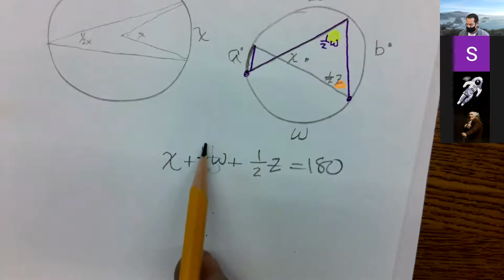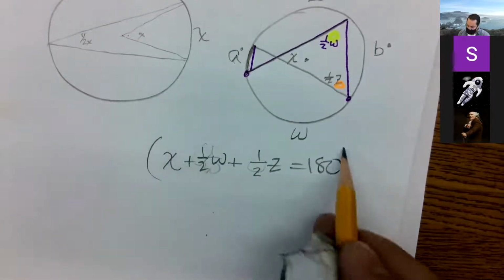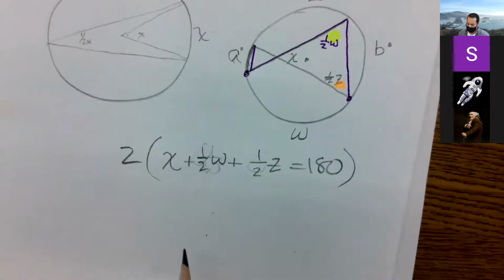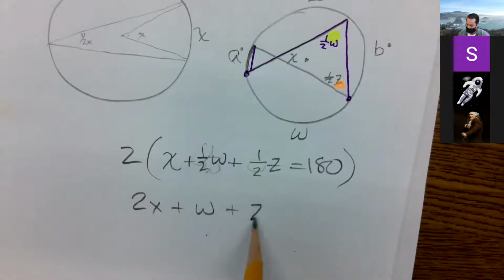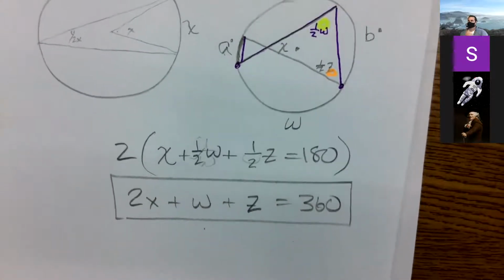And I'm not a huge fan of working with fractions. They tend to make things more difficult than they need to be. So I'm going to multiply everything through by 2, giving me 2X plus a full W plus a full Z equals 360. Now, you guys are following me into a deep, dark forest. You have no idea where I'm headed, but do you agree with what I've done so far? Nothing magical here, right? This is all valid stuff.